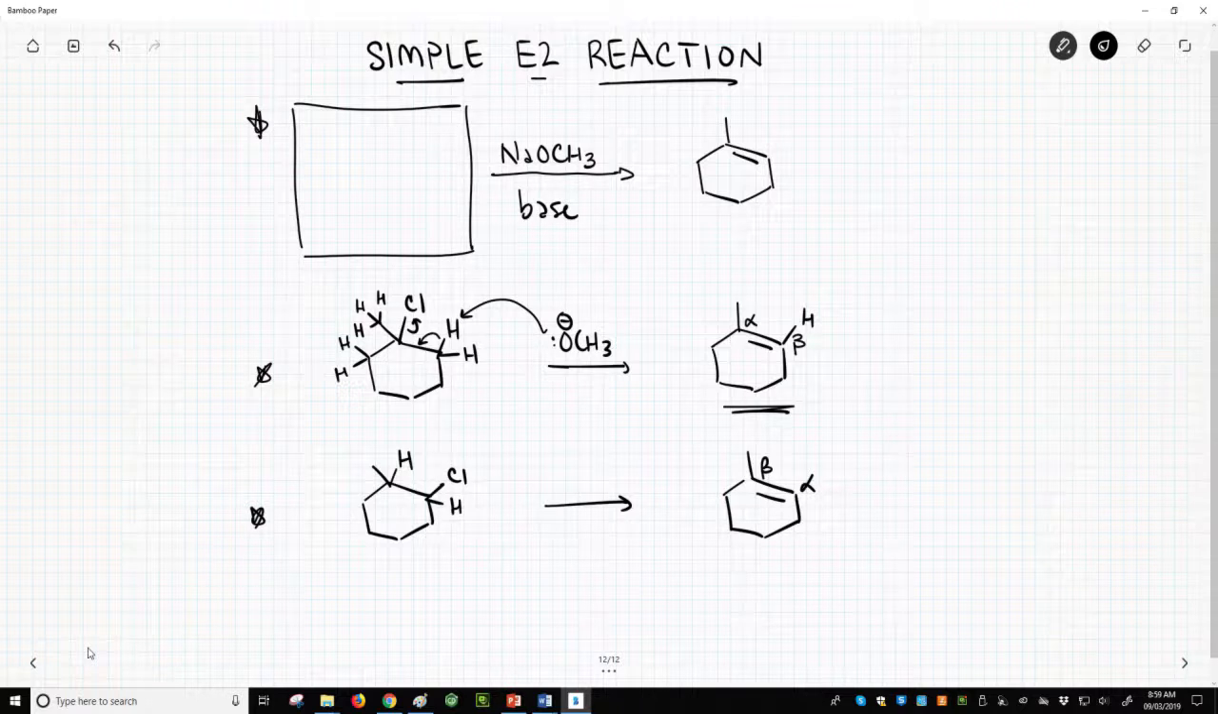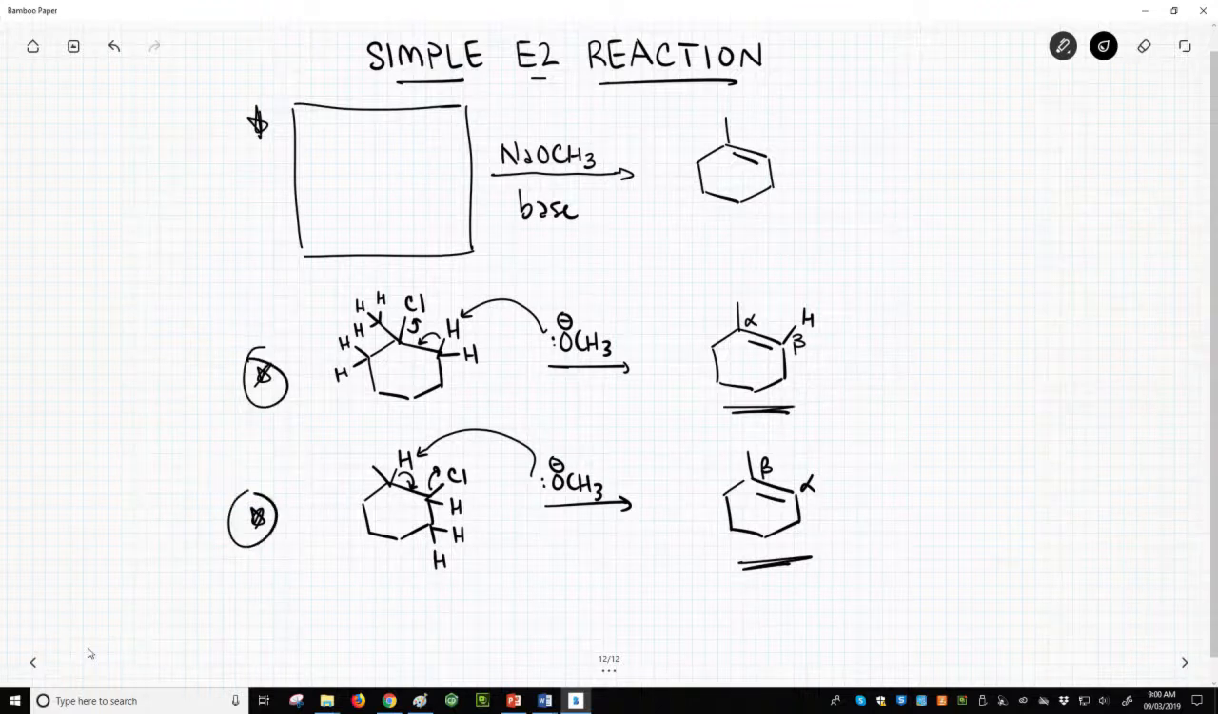The second compound would react in the same way. There are multiple different beta hydrogens, but only this one will give the more highly substituted alkene, the Zaitsev product. Again, that is our desired product. So either of these halides is a valid answer to this question.